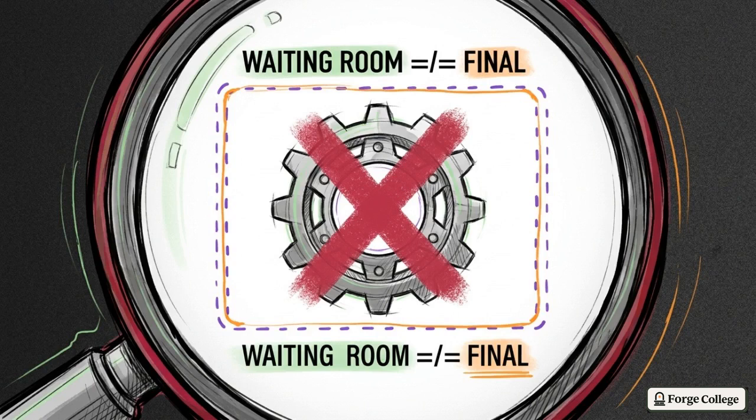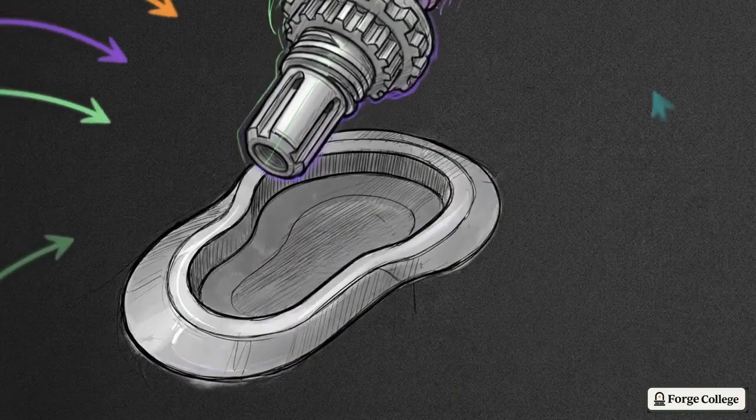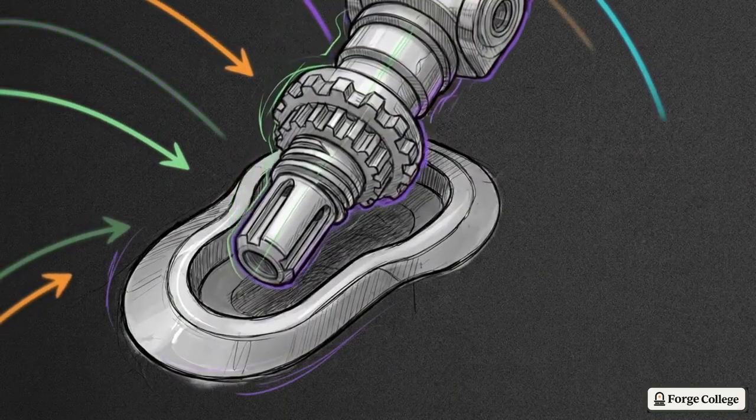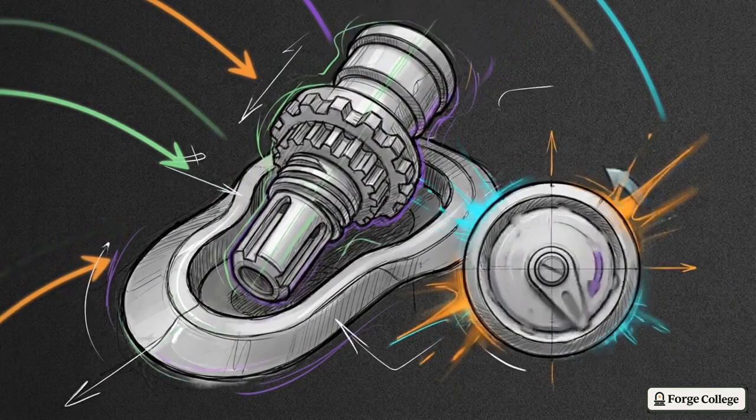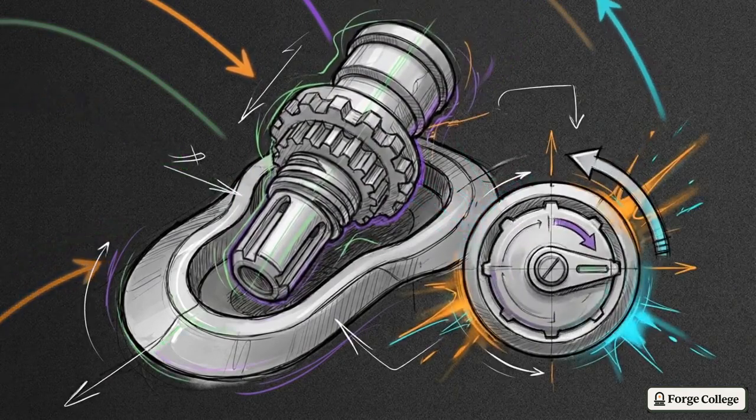For developers, the lesson is clear. Never assume a transaction has changed the state of the blockchain just because it's sitting in the waiting room. To safely chain interactions, your system should verify the finalized state on-chain before moving forward with the next step.